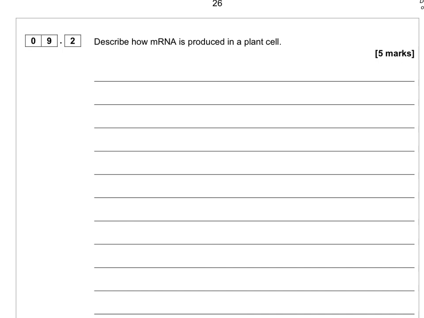Then on to the final question, and again, describe how mRNA is produced in a plant cell. So mRNA, how is it produced? It doesn't matter whether it's a plant cell, it could be an animal cell, but we're talking about protein synthesis, which is 3.4.2. Now, in terms of this, another 5 marks, so it tells you nothing about how it's produced. It's going to be related to transcription.